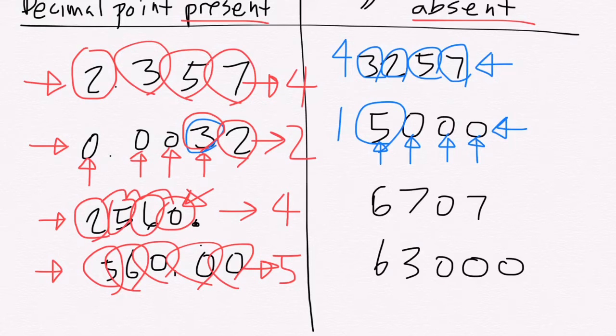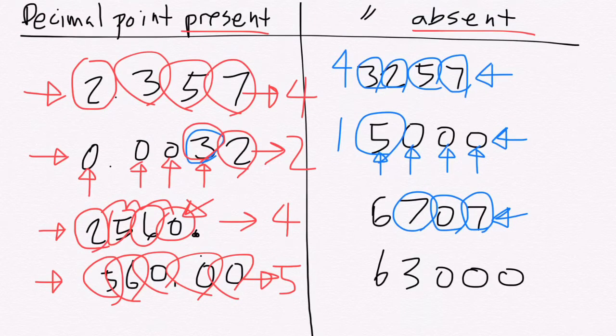6,707, we start counting from the right. We look for our first non-zero digit, which happens to be the first digit we look at, 7. And it doesn't matter that this number next to it is 0, since it's on the left, it's significant. These are all significant, which gives us 4 sig figs, right?